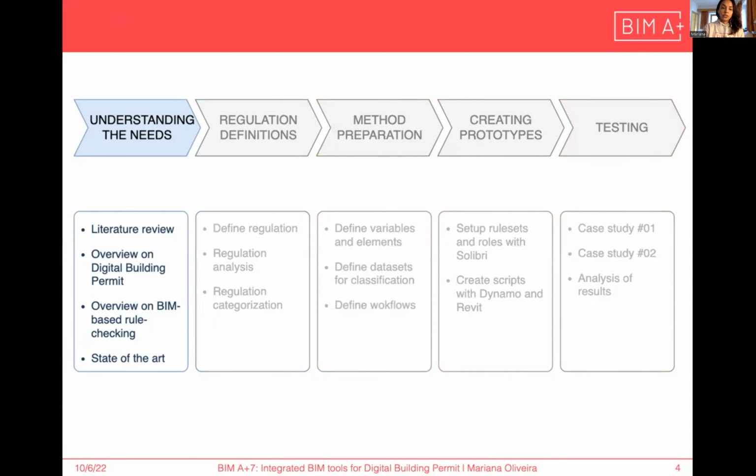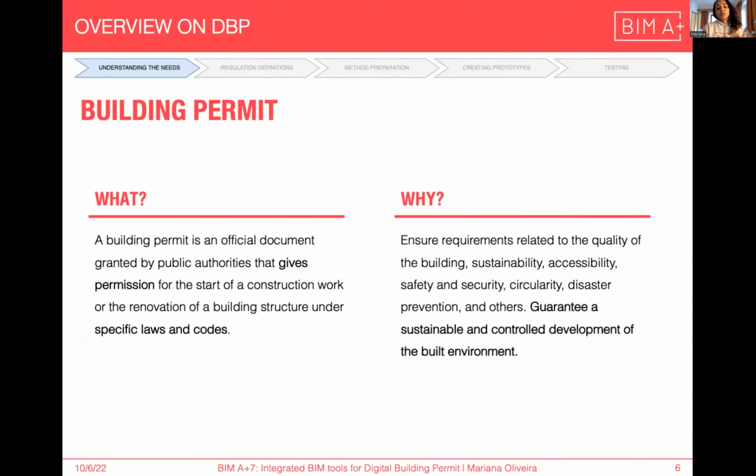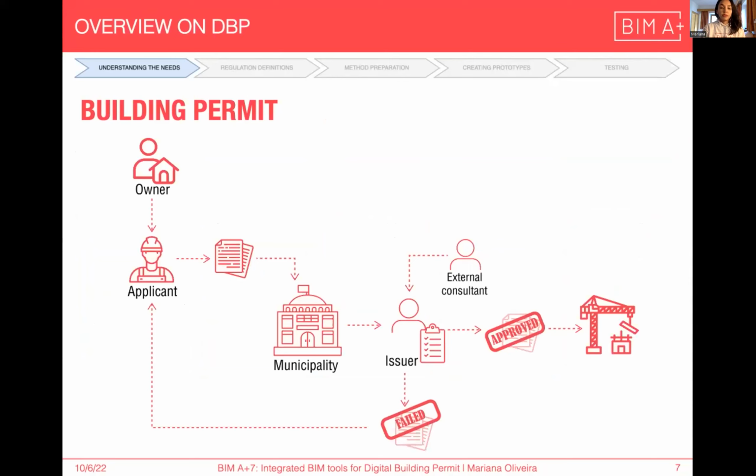So first, understanding the needs. Sebastian already explained this for you. A building permit is a document that gives permission for construction under some specific laws. And it is important because it guarantees a sustainable and controllable built environment.